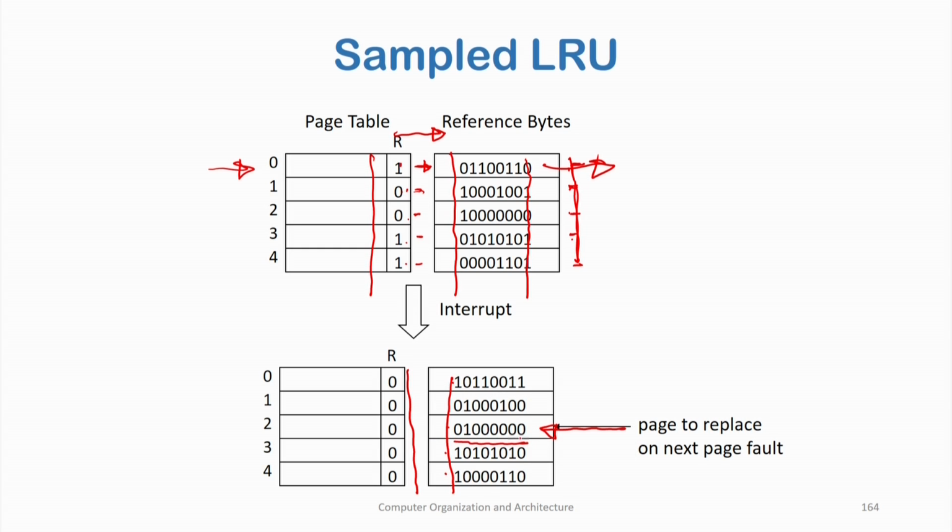It was only used among the last 1, 2, 3, 4, 5, 6, 7, 8 epochs. Among the last 8 epochs, it was only used once. And how recently? It was used in the current but one, that means in the previous to previous epoch it was used once. But all others have a higher value, and therefore, this one is the least recently used and is therefore replaced.